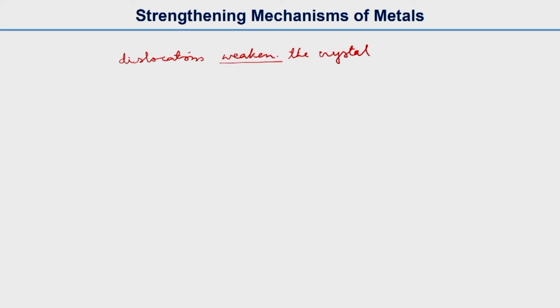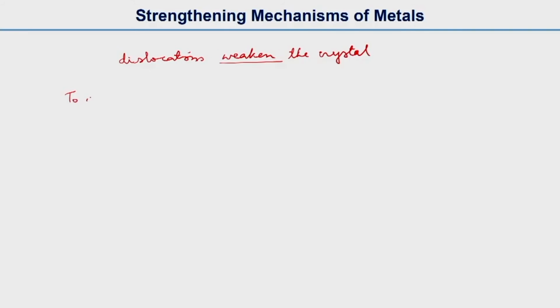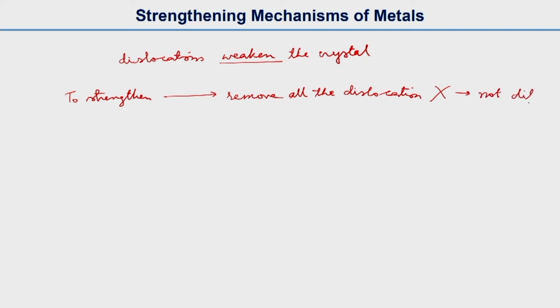As we discussed, if you have a perfect crystal without any dislocations, the strength of the material will be much higher than that of a crystal with dislocations. So to strengthen the material, first we can try to remove all the dislocations so that we get the theoretical strength. That is, by the way, not possible. Actually it can be possible, but it is very difficult. You can probably make very small whiskers, very small particles which may be perfect crystals without any dislocations.